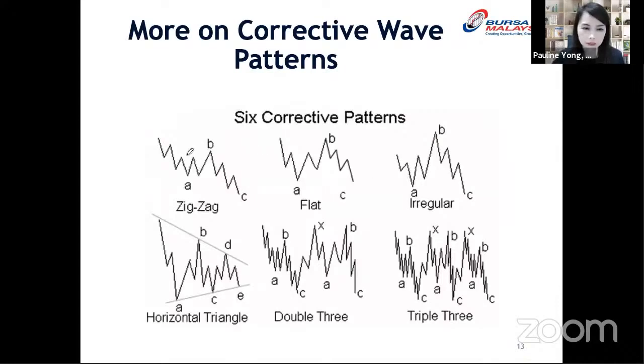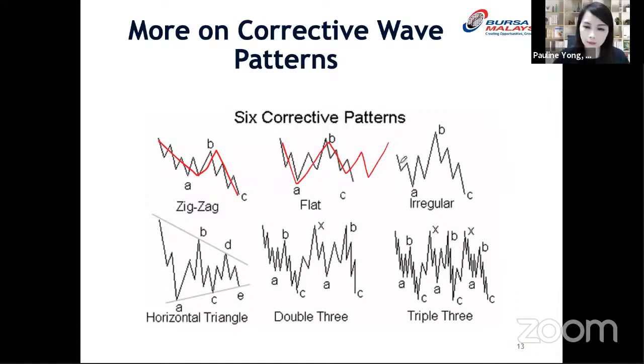Zigzag is easy to recognize because it is a big down, then a short relief, a short rebound, followed by another big down. So this one is a zigzag. Definitely you can't go wrong with this zigzag because it is going down. And flat means you are moving sideways. So you can't go wrong with this.